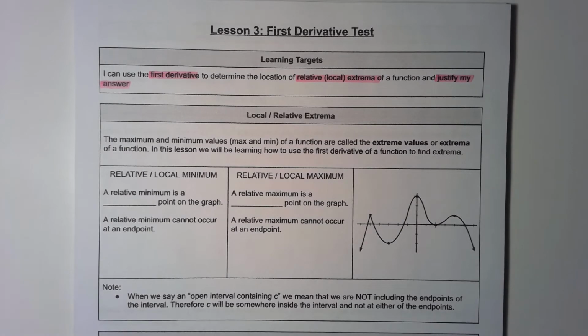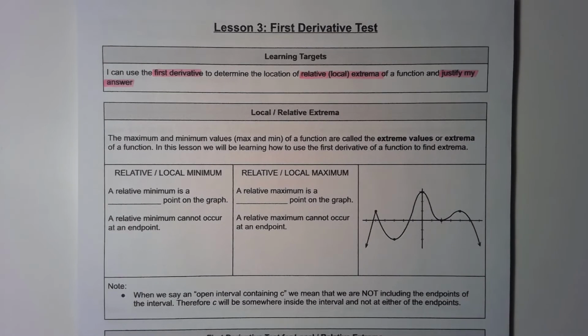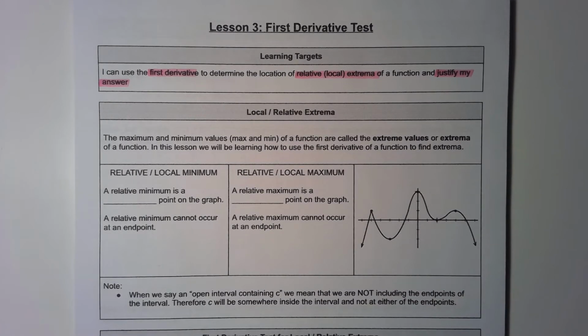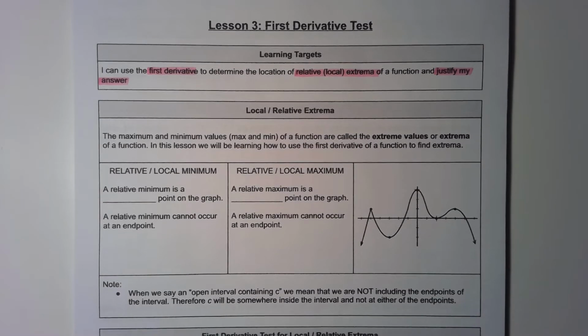So there are going to be a couple different components today. We're going to need to define what it means to have a relative or local extrema, and then we're going to be using the derivative to find those values. And then the second component is that we're going to be justifying our answer. How you explain or justify your answer needs to use mathematical notation. And so we're going to be very specific about what it means to justify your answer for a relative or local extrema. So let's start with defining what a relative or local extrema is.